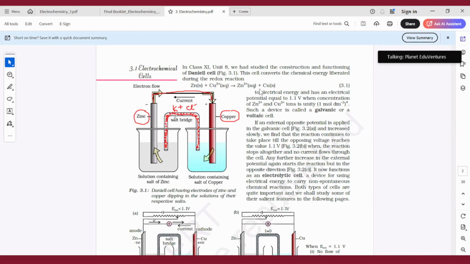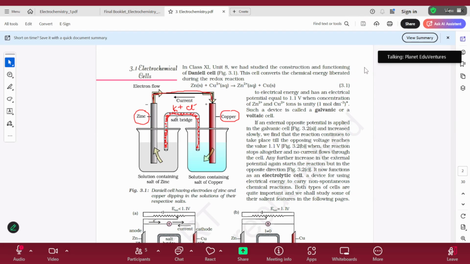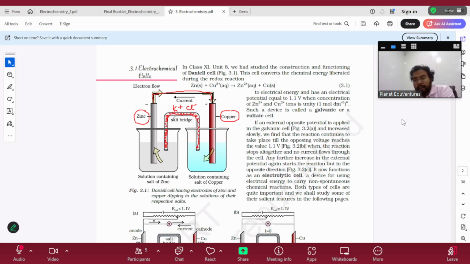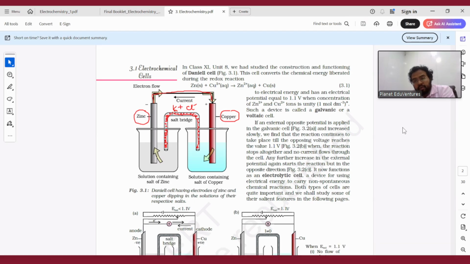And then we have the salt bridge. Okay, what did I tell you just now? What is the salt bridge made of? It is made of a jelly-like substance like agar-agar paste with a salt in it. What salt is it? KCl. Okay. So this is the construction of the electrochemical cell.